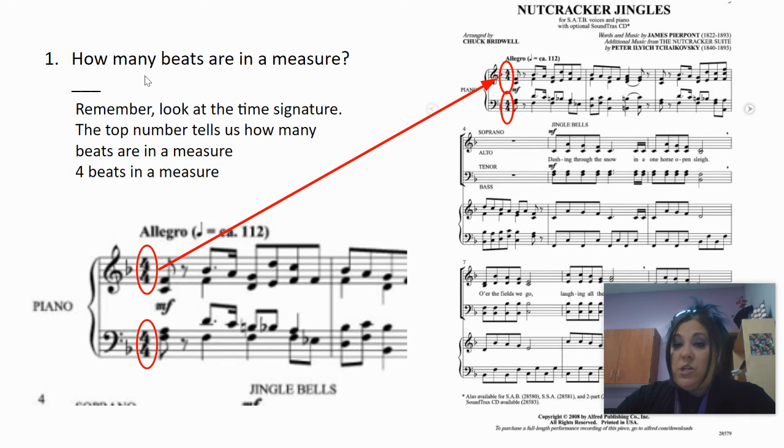How many beats are in a measure? We talked about this earlier. You have to look at the time signature. Here it is a little bit bigger. That top number tells us how many beats are in a measure. So there's 4.